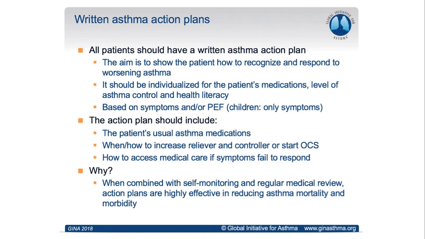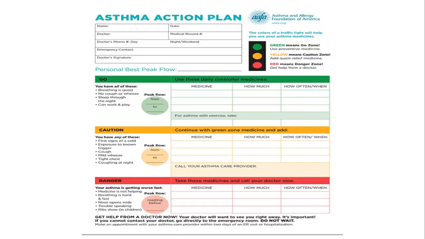All patients should have a written asthma action plan. The action plan include the patient usual asthma medication وهذا جزء من الأزمة أكشن بلان واعتمد على اللون الأخضر والأصفر والأحمر. الأخضر use this daily control medication اللي هو بتعمل control وإذا patient صار عنده في sign of cold, exposure to unknown trigger, صار عنده cough, mild wheeze, tight chest, coughing at night, the patient we have to go for the yellow and should be medicine ونكتب له الميديسين و how much and when often.